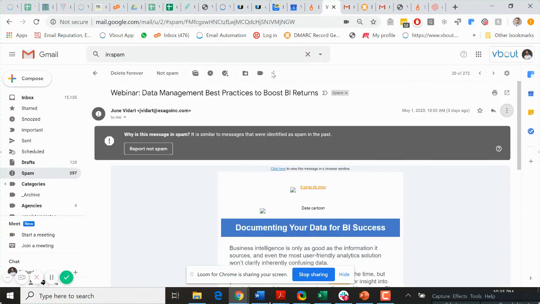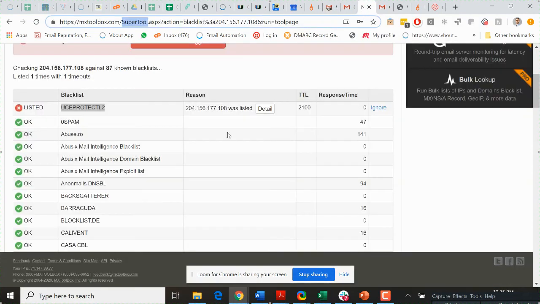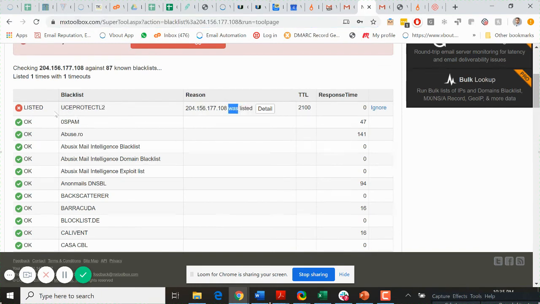They did everything by the book, yet they ended up in spam. Most likely, the culprit here is that the IP address was listed or blacklisted, and thus ended up here.